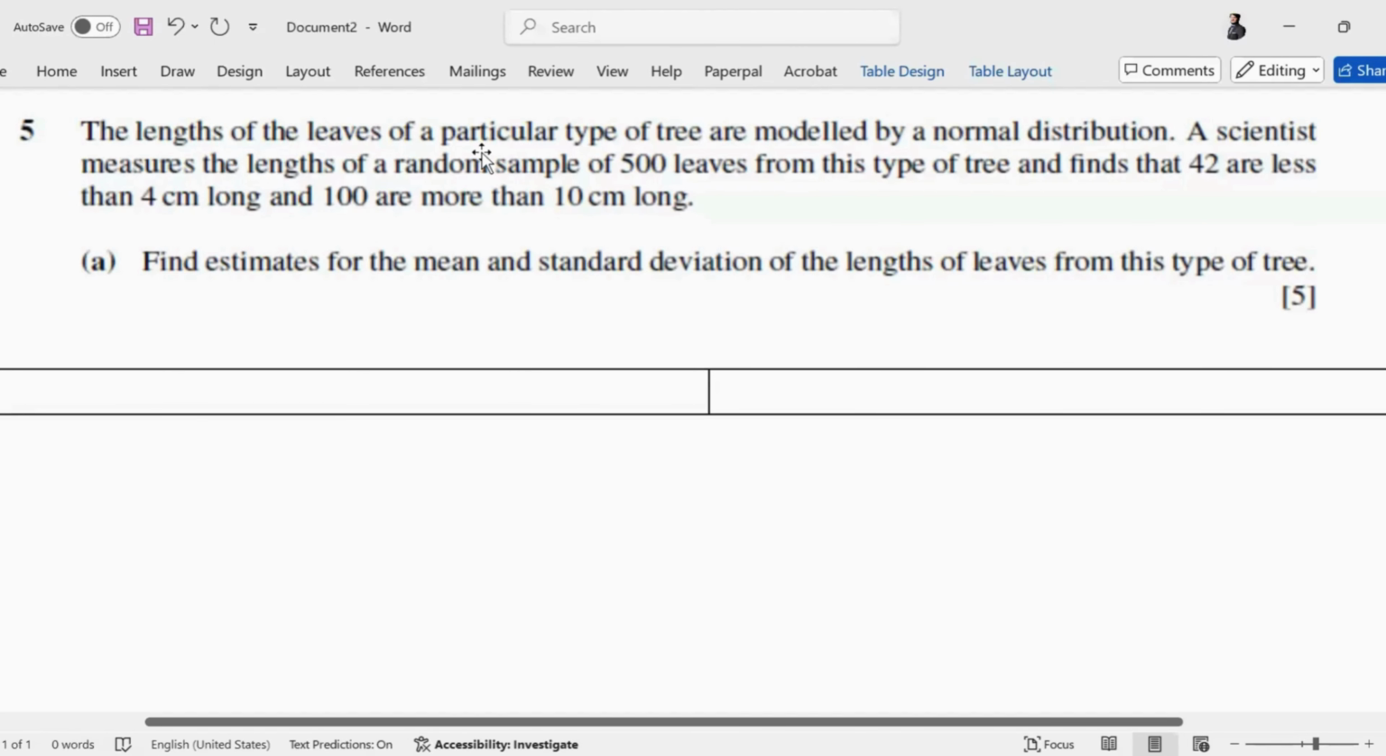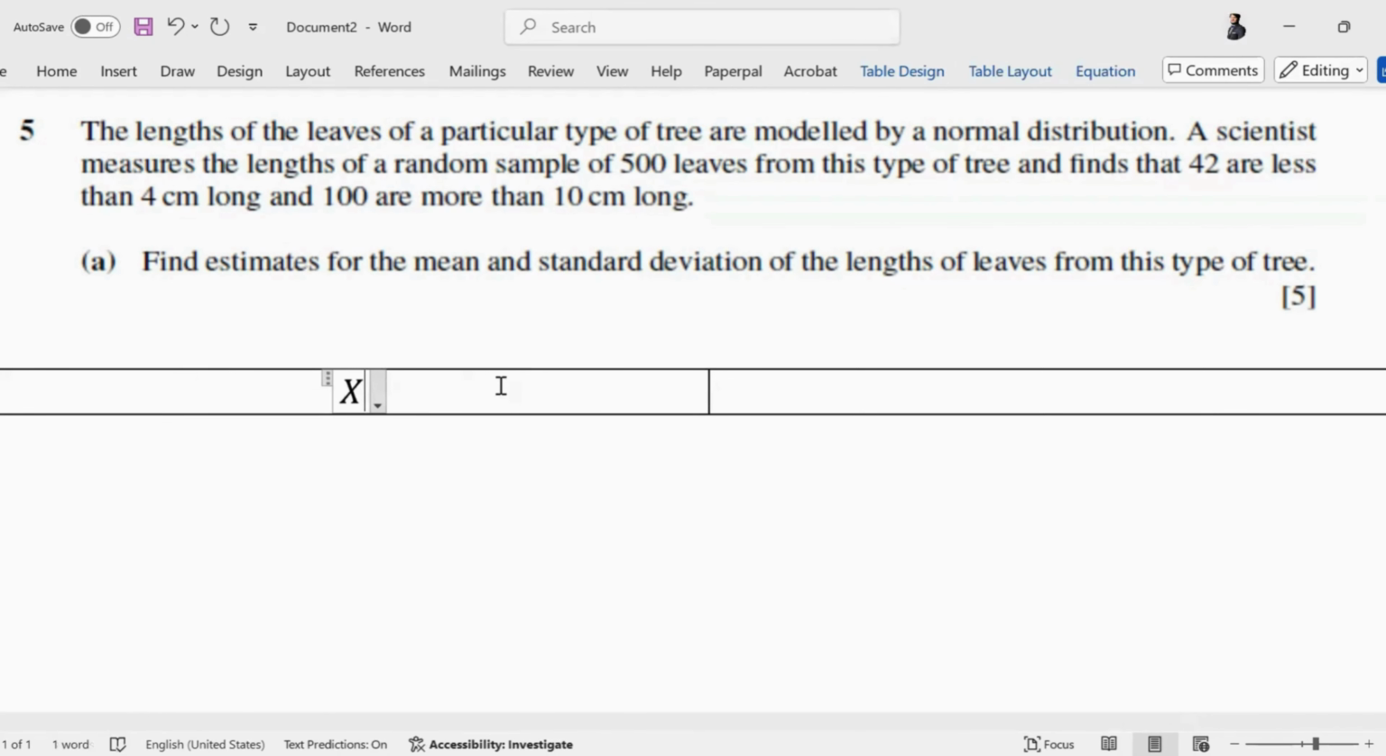The lengths of the leaves X of a particular type of tree are modeled by a normal distribution. I'm calling these lengths X, representing the length, which is normally distributed, and I do not know the mean, which is mu, and sigma. So yeah, I do not know these quantities. But what does the question tell me?